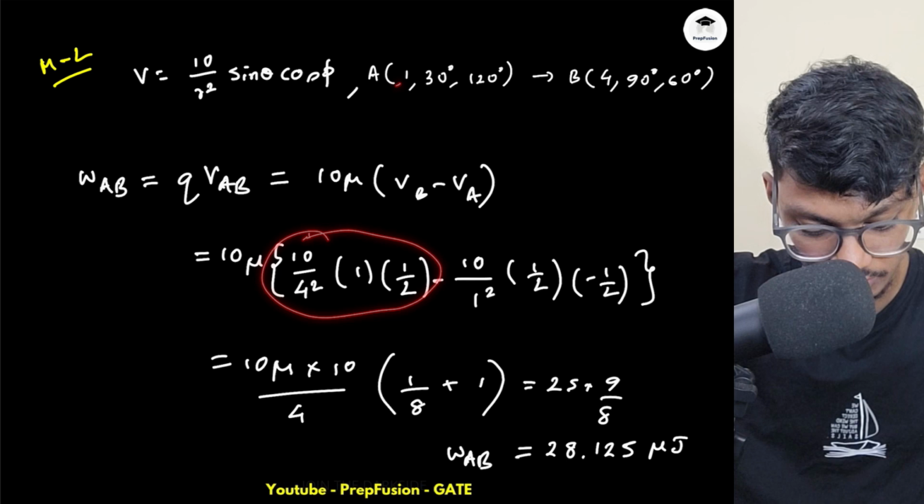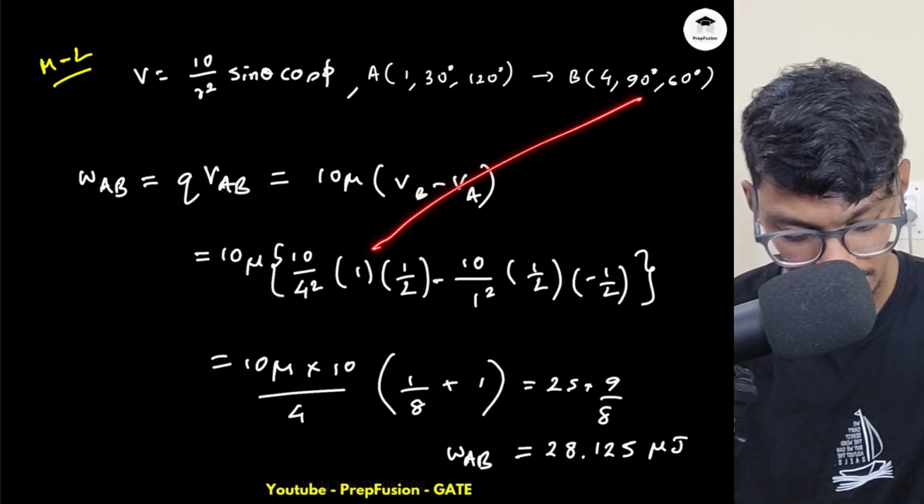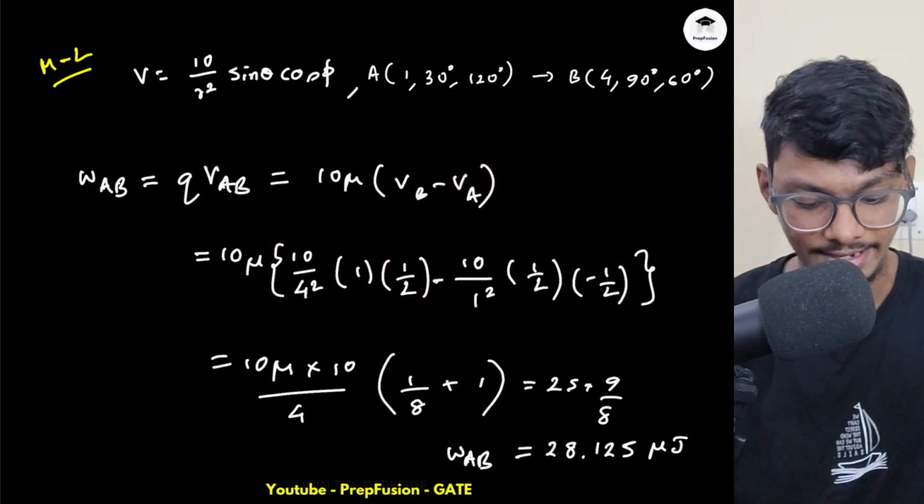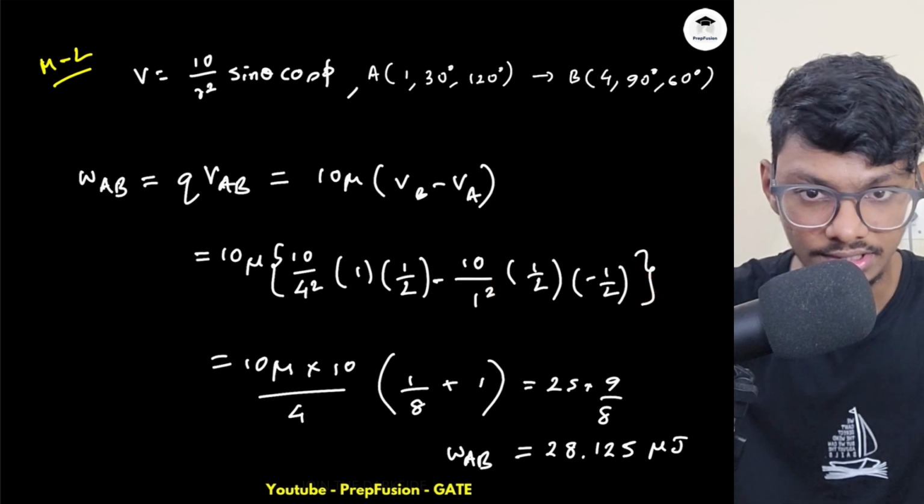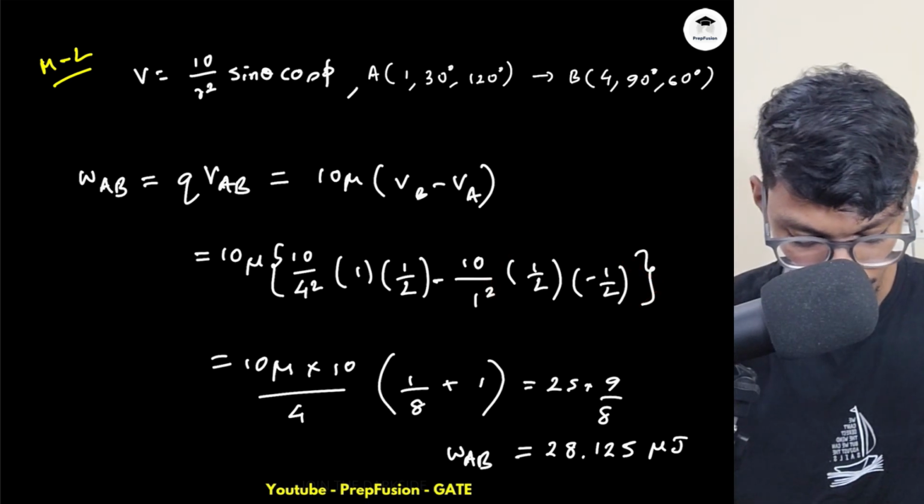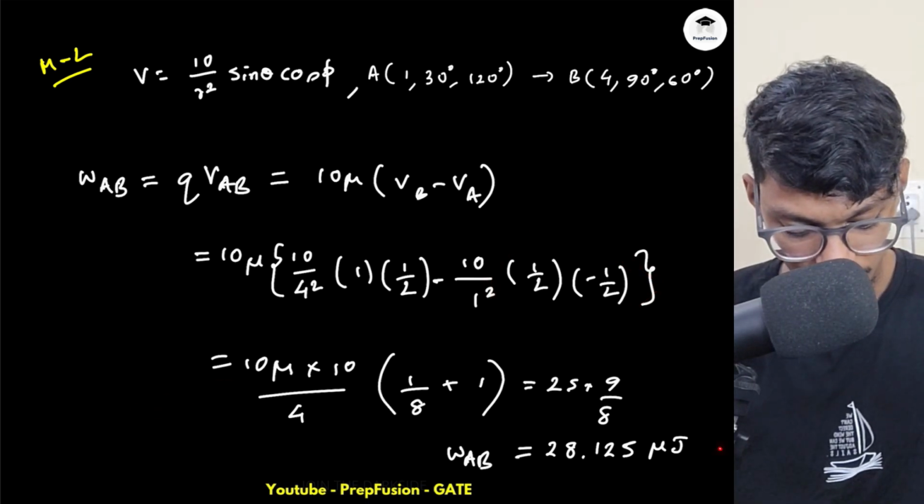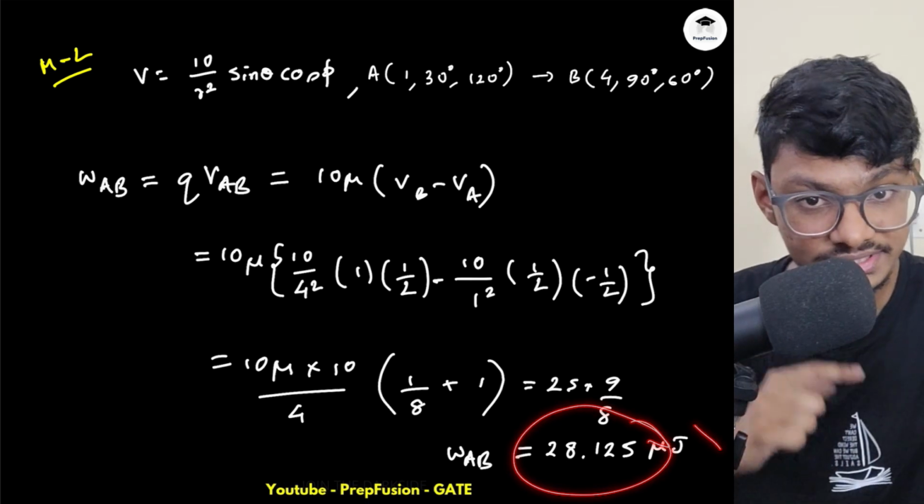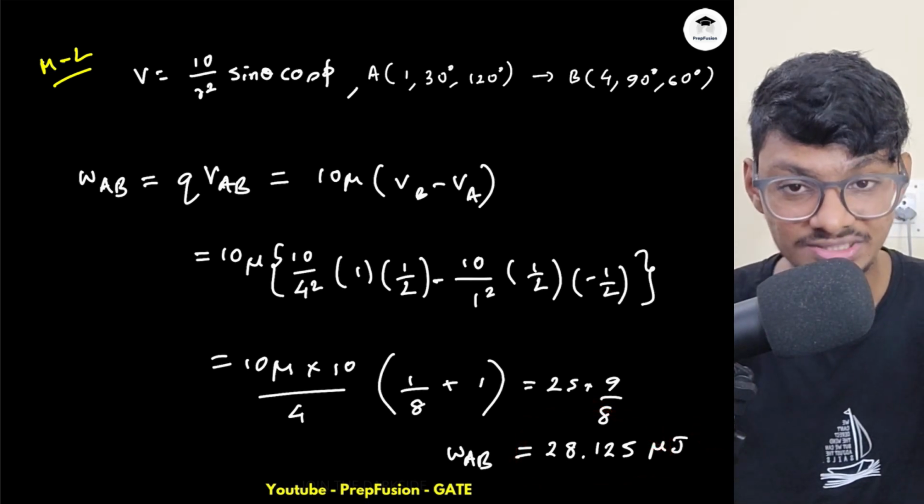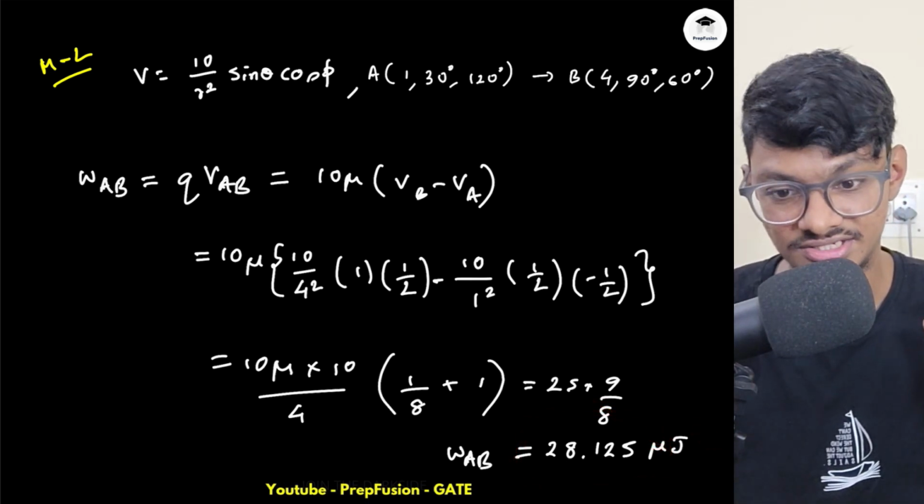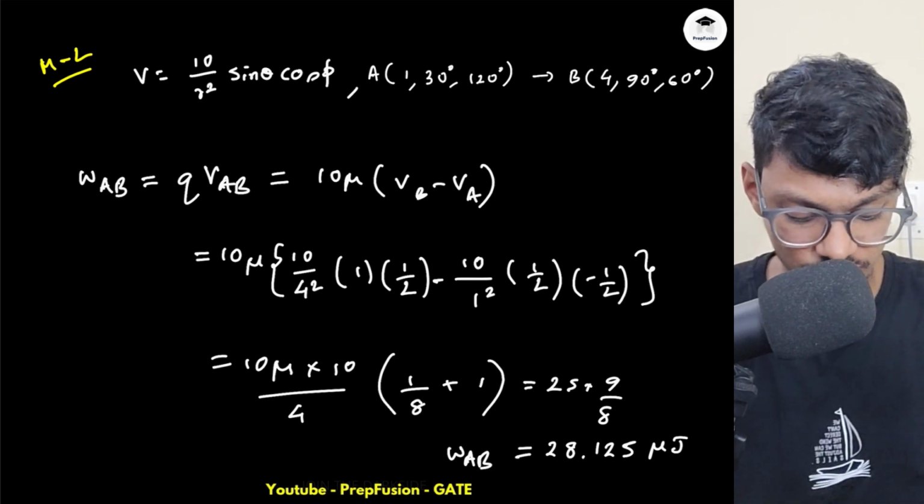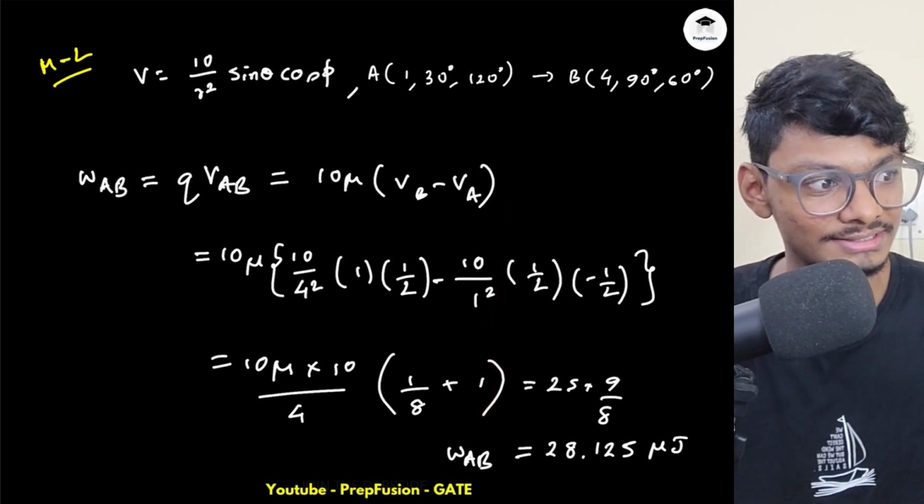I will put my R value equals to 4, theta value equals to 90, and phi value equals to 60. And same for A as well. I will put my R, theta, phi values and I will get my work done. And simply the answer will come out to be same as the previous case, but this is much easier and less stressful. You will do this in 30 seconds and that will take you 4 minutes.